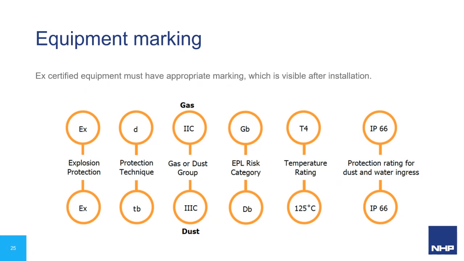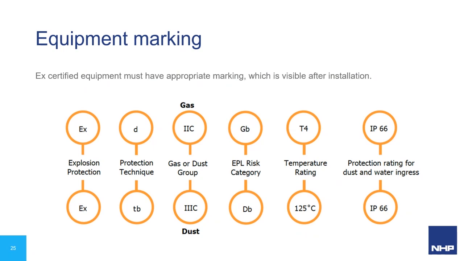Now, the next bit of information is a bit different for gas and dust. So in gas, we have the temperature class. So that's written as T4 there. So that's saying it's good for 135 degrees. But for the dust, it just has the temperature of 120 degrees Celsius. So if you remember, this is the lower temperature as a result of the testing procedures for the dust standards, where you have the 2/3 of the cloud ignition temperature and the layer ignition temperature minus 75 degrees.